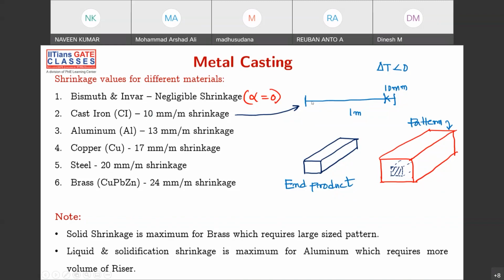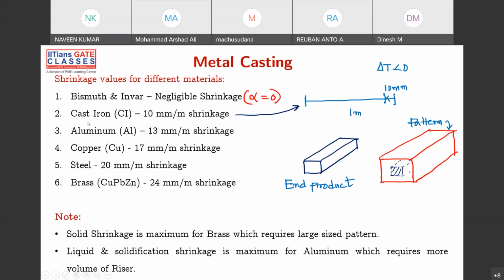Let's say you have a meter-long scale, and you heat it by 1 degree centigrade. Then the increase is how much? 10 mm. So there is a 10 mm increment for 1 meter of scale. Upon heating, it will expand, and upon cooling, it shrinks. Aluminium is 13 mm, copper 17, steel 20, and brass is very, very high, 24.